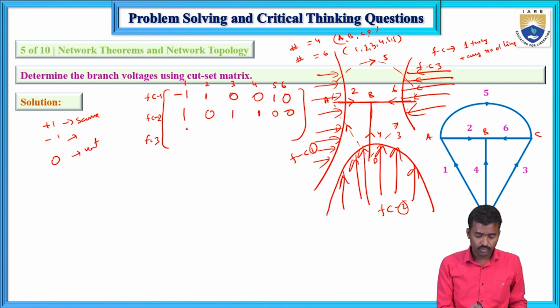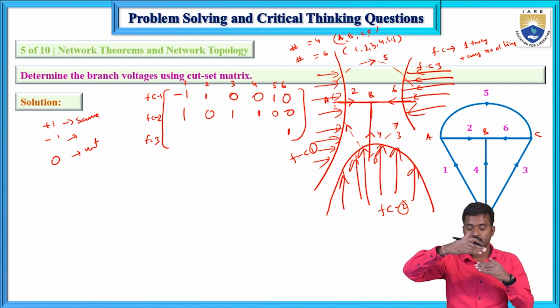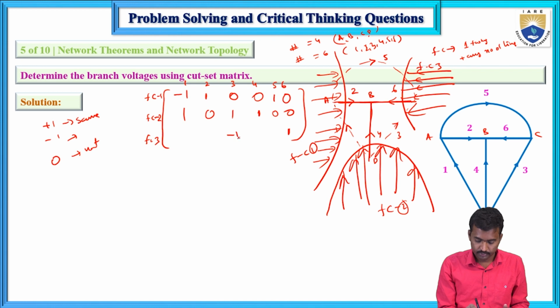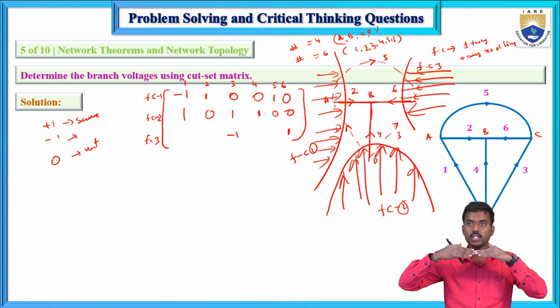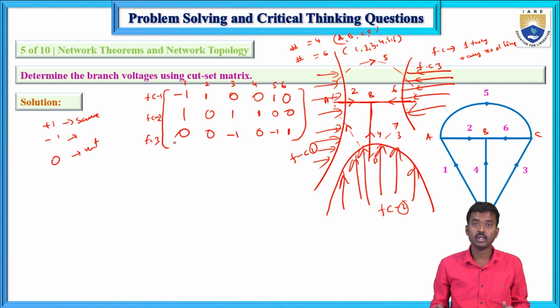Next case, third F-cut set 3. Same direction: 6 is in this direction and 3 is in this direction, completely opposite. So 3 is -1. Next, 5 and 6 are in opposite direction, which means -1, and the remaining are all 0, not associated.